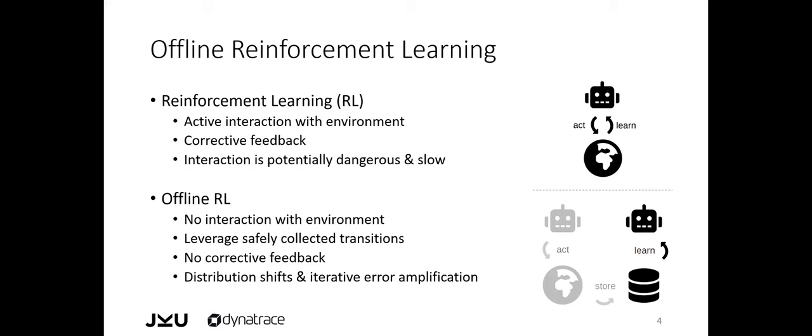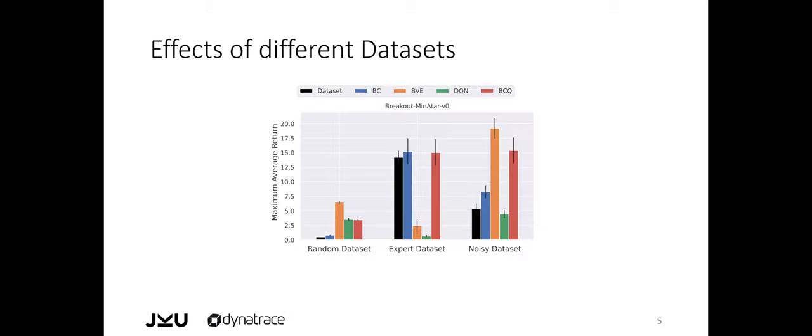What we are trying to investigate is the influence of the different dataset distributions on this issue. To give an example for that, in this plot here, we trained several algorithms applicable to the setting on three different datasets from the same environment. And as you can see, we used a random policy, an expert policy, and a policy that used epsilon greedy to sample the datasets.